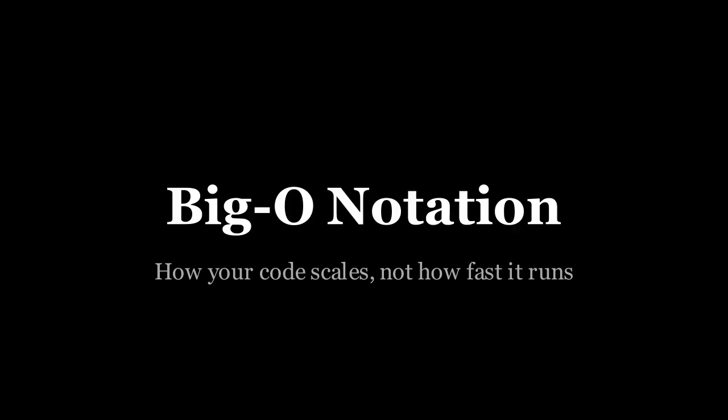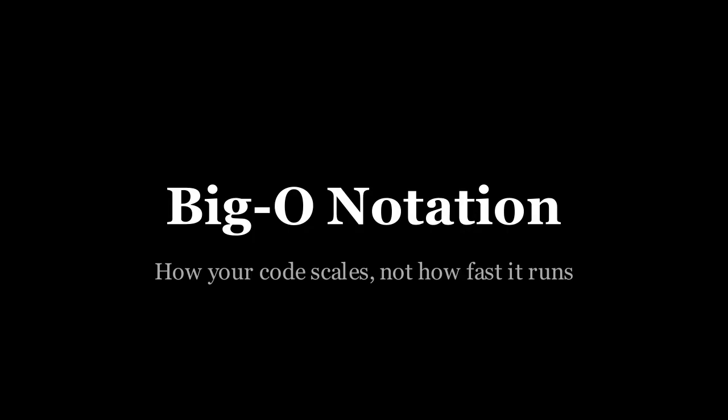Big O notation is the language programmers use to talk about how fast code is, not in seconds, but in how the work grows as the input grows. It's the single most important idea for reasoning about performance, and it quietly underpins every video in this series.